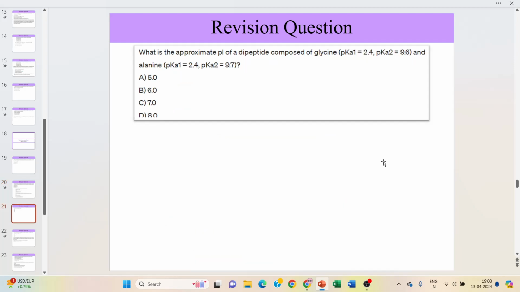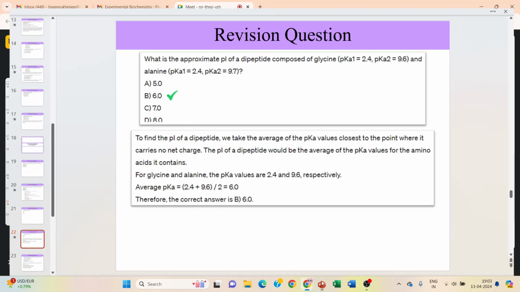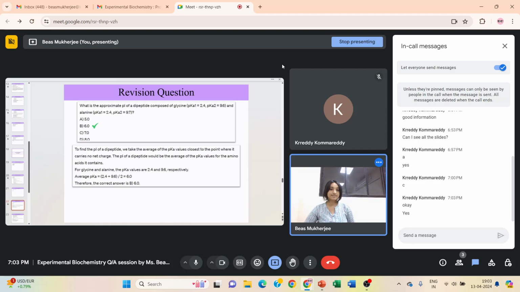Alright. So for the next question, since I think you were already there and had already seen it, right? So, dipeptide, glycine and alanine.